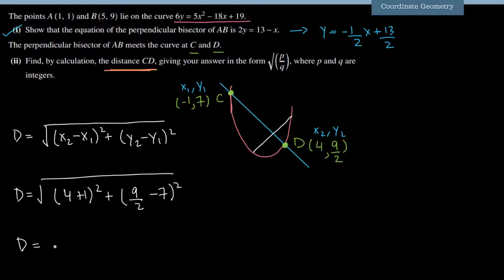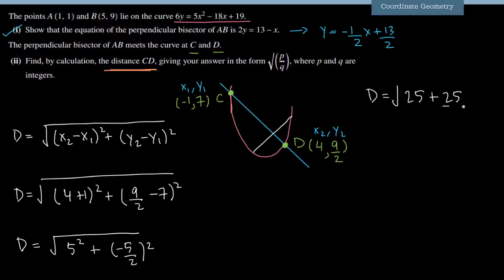So the distance would be equal to square root of 5 square plus, and 9 upon 2 minus 7 is minus 5 upon 2 whole square. 5 square we know is 25. So the distance would be equal to square root of 25 plus, and minus 5 upon 2 whole square is 25 upon 4. 25 plus 25 upon 4 is equal to 125 upon 4. So this would be equal to square root of 125 upon 4.